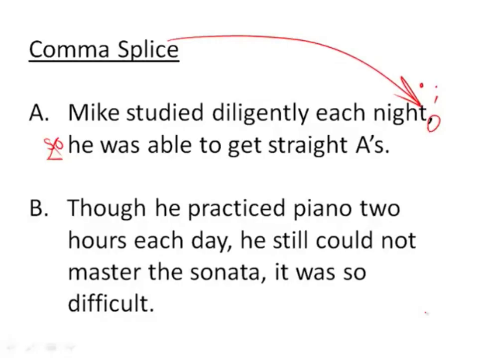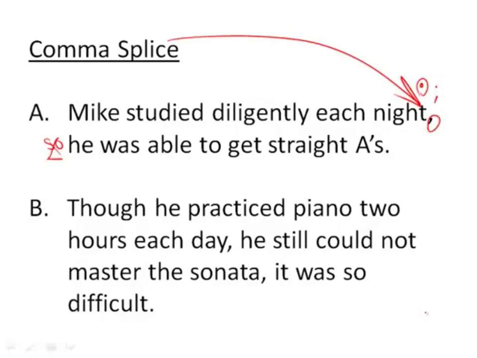If you do a period, then make sure that the sentence is not too choppy, because when we write, we want to make sure our sentences flow. So compare: Mike studied diligently each night. He was able to get straight A's. I read that as though there was a full stop or a period. But the sentences flow a lot better if you use compound sentences. So with so, it would be: Mike studied diligently each night, so he was able to get straight A's. Let's go on to B.